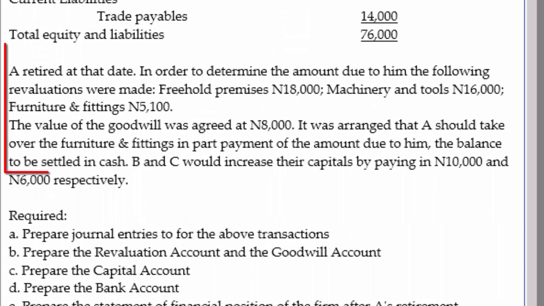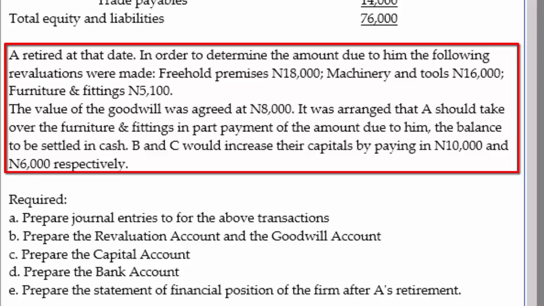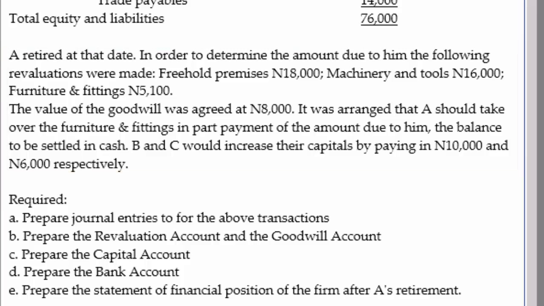A retired at that date, that is 31st December 2017. In order to determine the amount due to him, the following revaluations were made. Freehold premises, 18,000. Machinery and tools, 16,000. Furniture and fittings, 5,100. Okay? I'm sure you understand that. They had to revalue their assets.